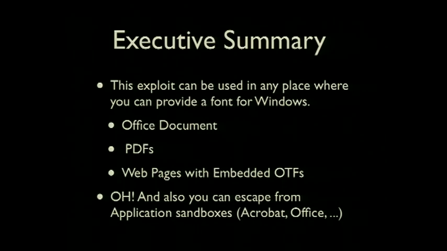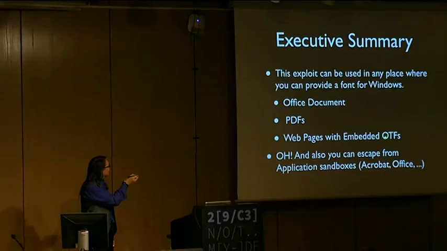Since it's an embedded font, and the bug is actually in the font rendering engine in the kernel, the exploit works anywhere you can put a font in Windows. So all Office documents, all PDF documents, all web pages with an embedded OpenType font. It was EOT fonts, actually. This is what's actually being used by the Blackhole exploit kit and so forth these days. And since it takes place up in the kernel and not in user space, you can escape from user space sandboxes around Office and Adobe Acrobat and stuff.